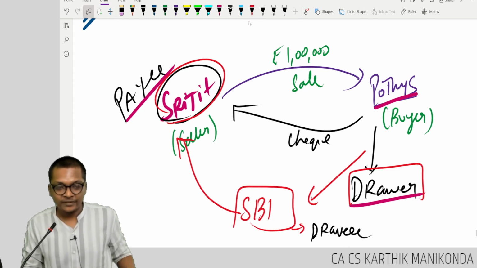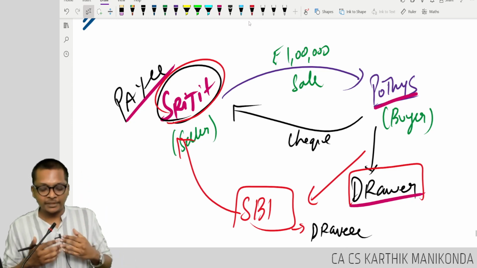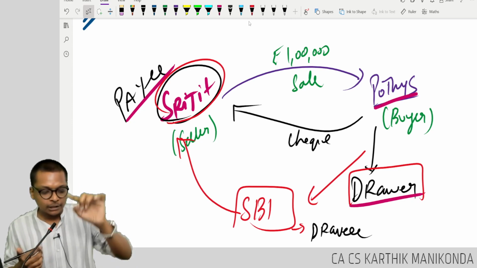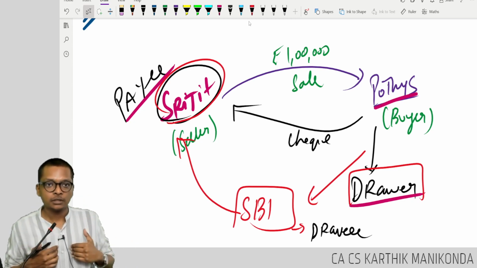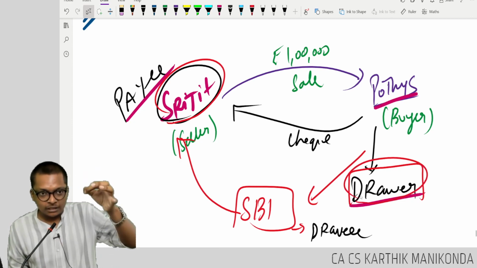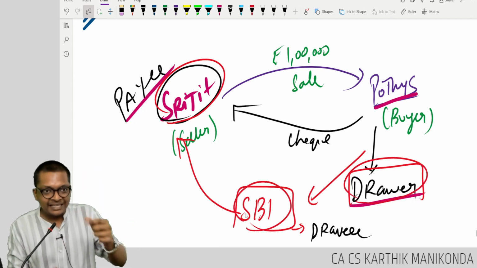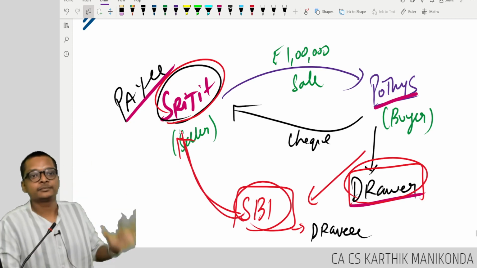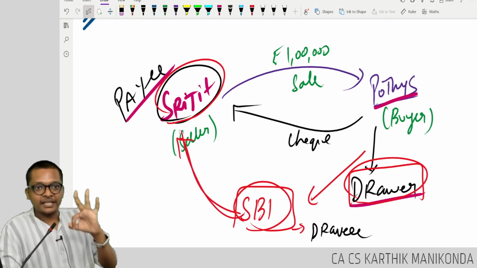Drawee. So we have three parties. I'll make it simple. Pothis is instructing SBI to pay to Srijit. So how am I instructing? The drawer drew a check and drew it on SBI, asking SBI to pay to the payee, who is Srijit. So a check will have three parties.